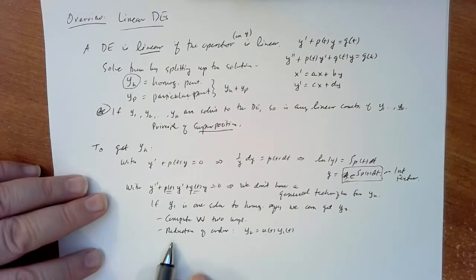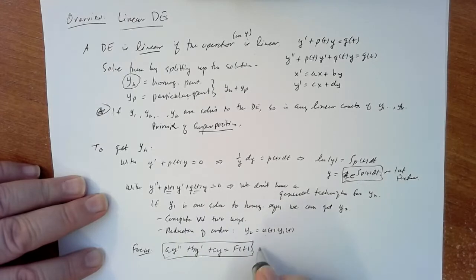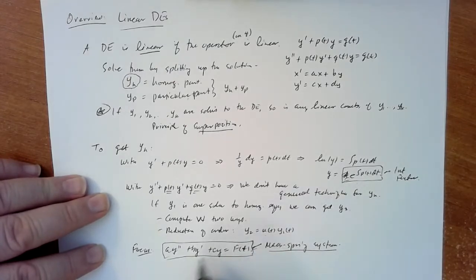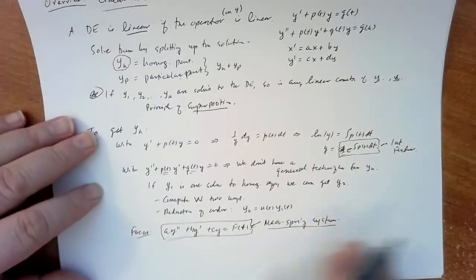Okay, but continuing along, since we don't have a general case, we focused on a y double prime plus b y prime plus c y equals f of t. And our focus was on this because of the physics behind it, and that is the mass spring system. And so in physics you would study this quite a bit. And so we looked at all the special cases with the a, b, and c. I'll bring those up again in just a bit, but I just wanted to finish the overview first.